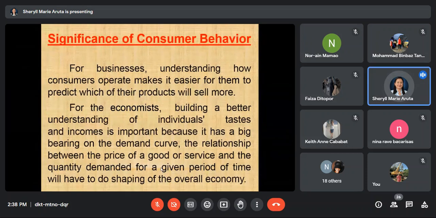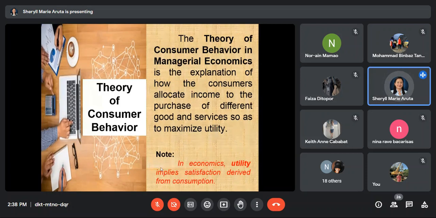function. So kung wala kaayoy mopalit, there's no need for production. And if there is no production to be created, employment will be hampered. And if employment will be hampered, no income will be given. No, walay income nga mag-circulate. If there's no income, there's no consumption at all. So that's what we call multiplier effect in economics. So that's why it will have a big bearing, and that is also leading on how we are going to shape the overall economy.